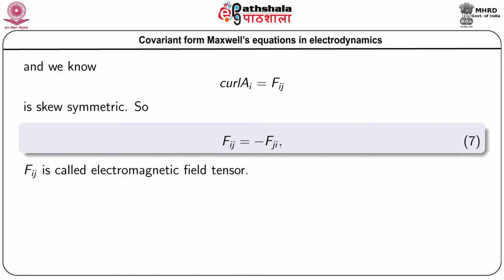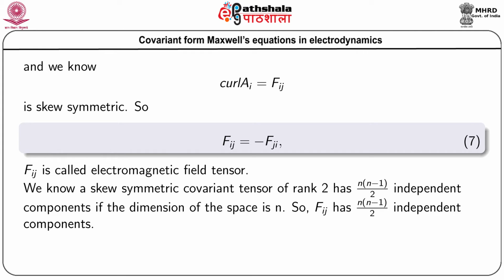Now, this F_ij is called electromagnetic field tensor. So, it is a covariant tensor of rank 2 and it is a skew symmetric tensor. We know that a skew symmetric covariant tensor of rank 2 has n(n-1)/2 independent components if the dimension of the space is n. So, F_ij also has n(n-1)/2 independent components. So, if the dimension is 4, F_ij has 6 independent components.